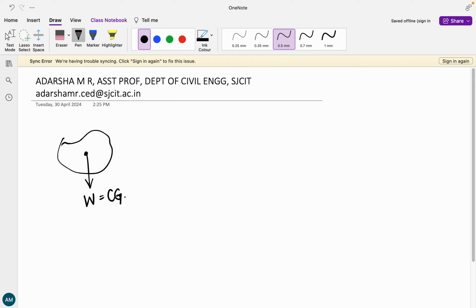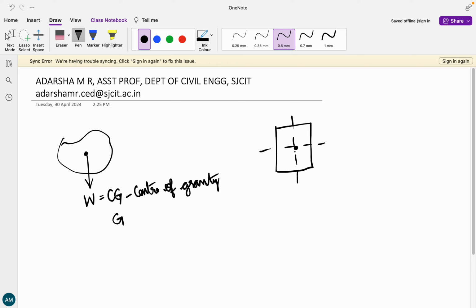We are going to denote center of gravity by CG or just G. Now coming to the centroid. What is this centroid? We have seen that center of gravity is taken up for a body. Centroid is considered whenever we have a plane figure. Say for example, I have a plane figure like a rectangle over here. Here the centroid is going to be acting at this particular point.